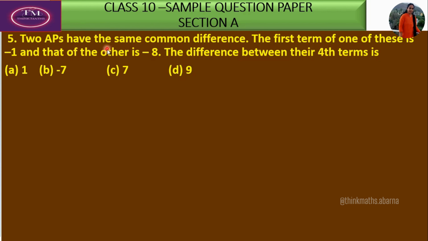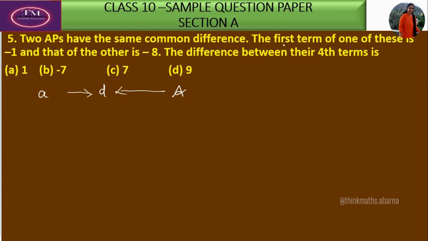Two APs have the same common difference. The first term of one of these is minus 1 and that of the other is minus 8. The difference between their fourth terms is. Now, what is given? We have two APs. So, let us consider the two APs as small a and capital A. Their terms will be small a1, a2, a3, and for the second AP, capital A1, A2 will be the terms. So, they both have the same common difference d.